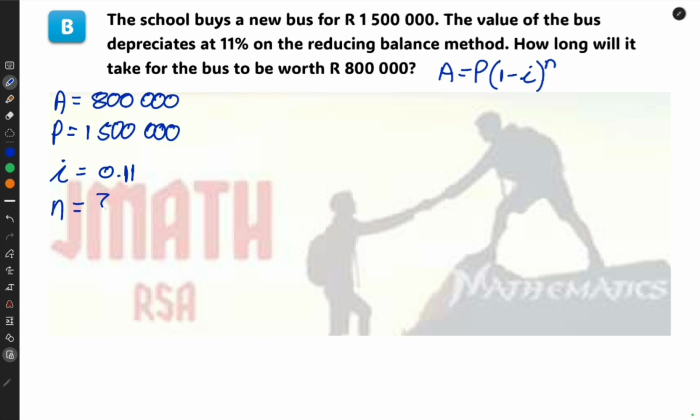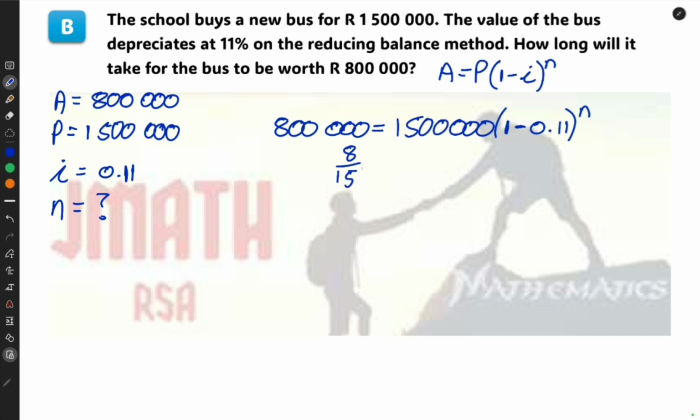N is what I need to work out. So just going to fill in. So the story ends with 800,000, but the bus started at 1.5 million. 1, because it's reducing balance method, it's a minus I, so 0.11 to the power n. Step 1, I'm going to divide both sides by 1.5 million. That gives me 8 over 15. Then I'm just going to simplify the brackets, 0.89 to the power n.